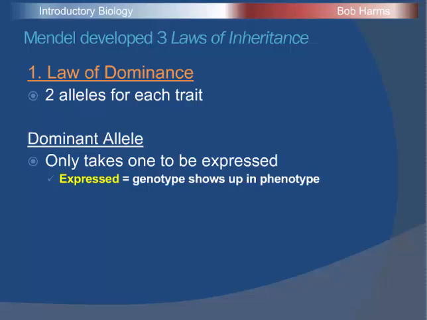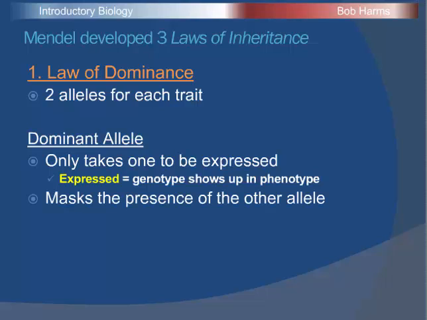And because that dominant allele will show up in your phenotype, the second or other allele that you have is going to be masked or covered up. It doesn't really matter what the other allele is. If one of them is dominant, it's going to cover up that other or second allele. And that allele that tends to get covered up is the recessive allele.